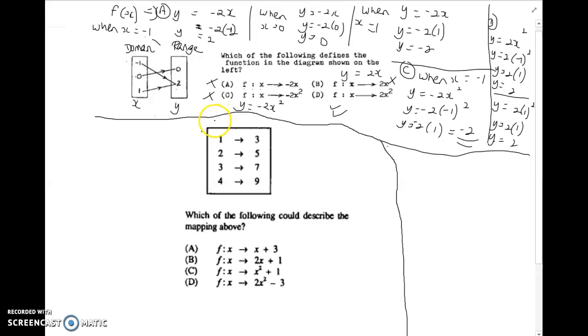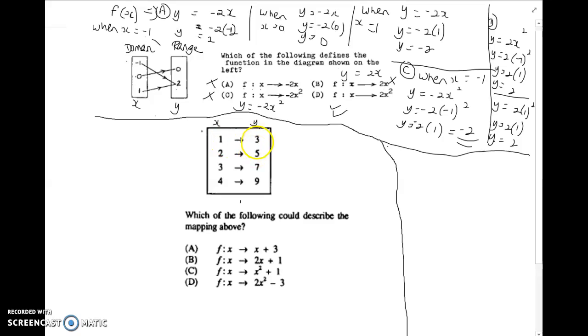Here on the left hand side are the x values, right hand side are the y values. Which of the following can describe the mapping diagram above? So let's look at the pattern here first. From 1 we went to 3, from 2 we went to 5, from 3 we went to 7, from 4 we went to 9. How do we really get that? So let's check from our first one. Are we adding to the x values?